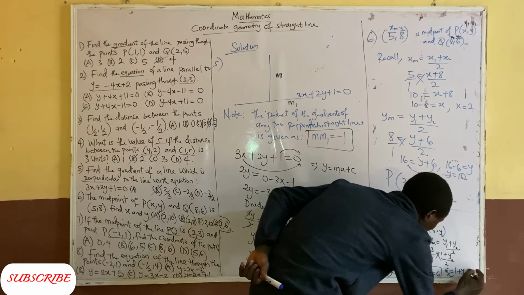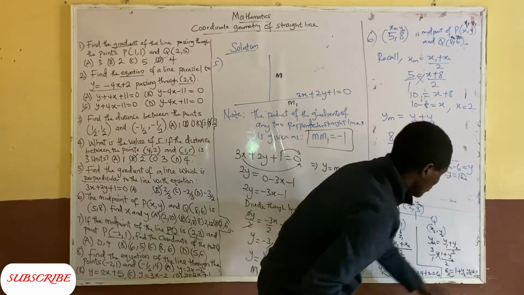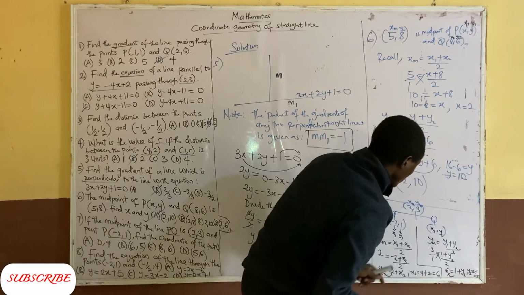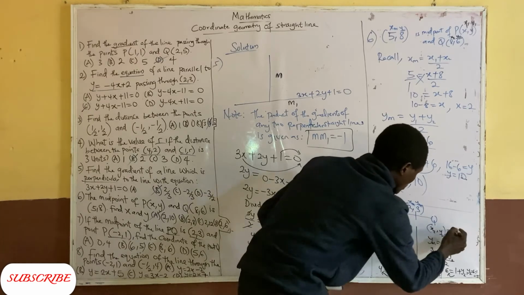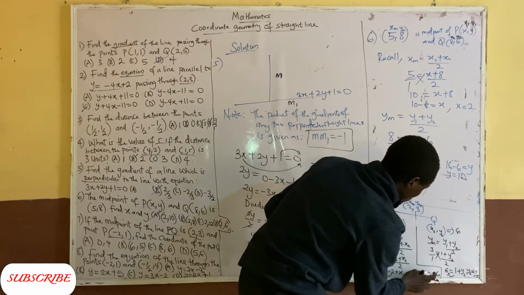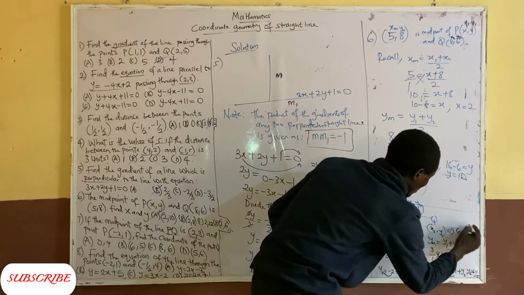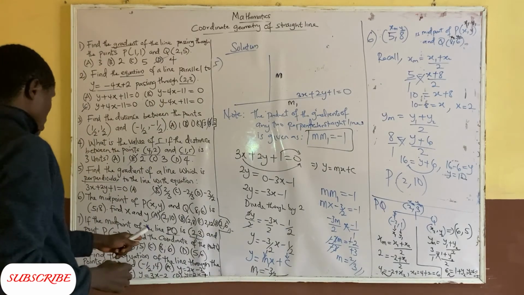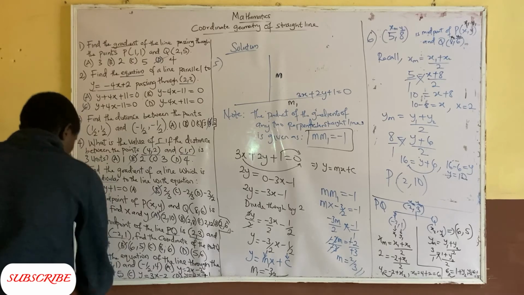y2 is equal to 6 minus 1, which is equal to 5. So x2 is equal to 6 and y2 is equal to 5. So the point is 6 comma 5. Option B.